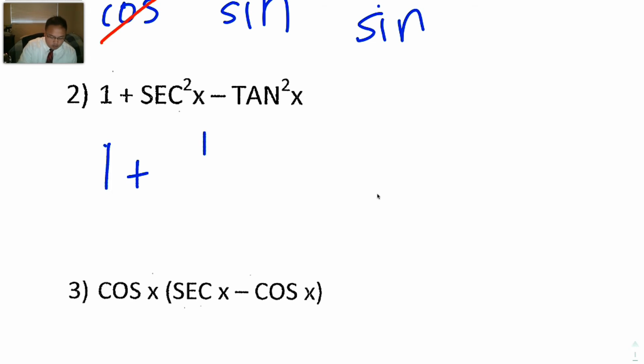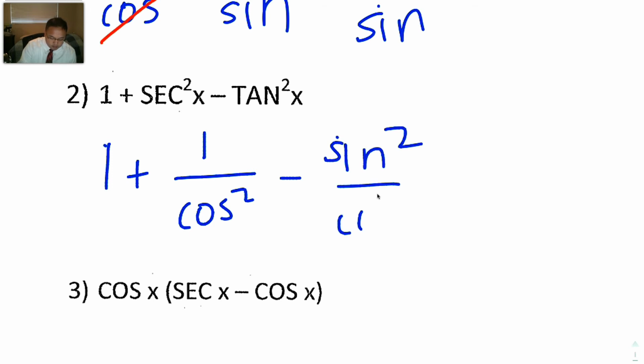I'm going to call this 1 over cosine squared. And then I have a minus tangent squared. This is a new one. Tangent squared is the same thing as sine squared over cosine squared. So now in my first step, as I told you, I have converted everything into sines and cosines. You may notice that nothing cancels like in the first problem. You may notice also that I can't really combine anything because I don't have a common denominator.